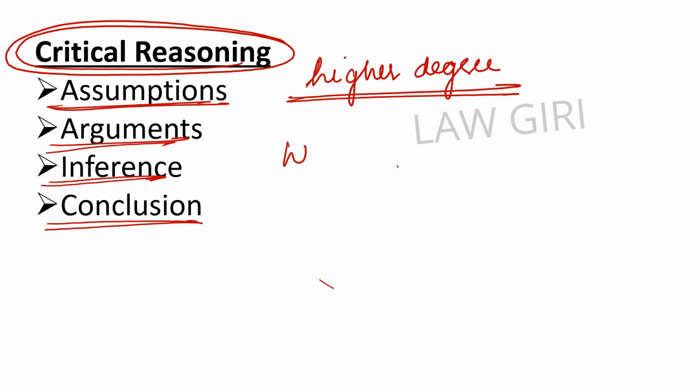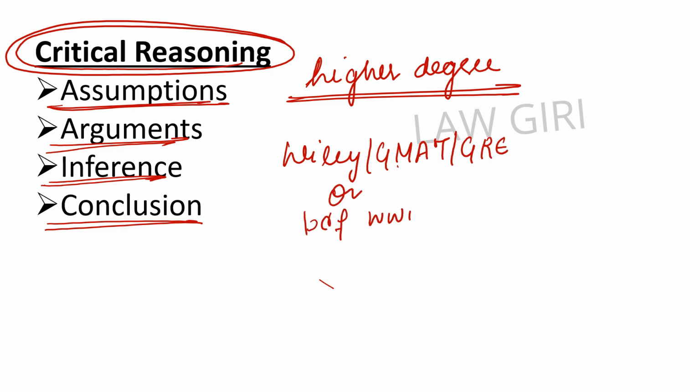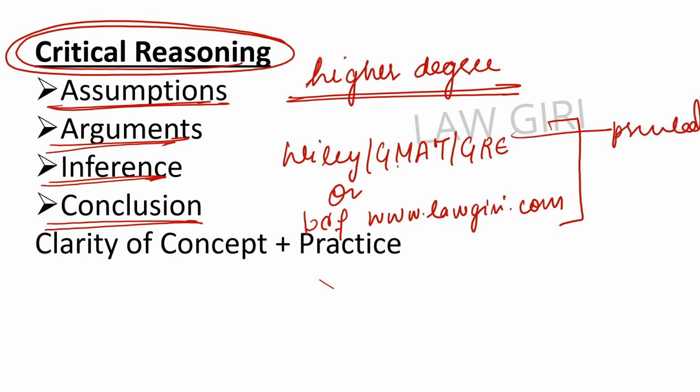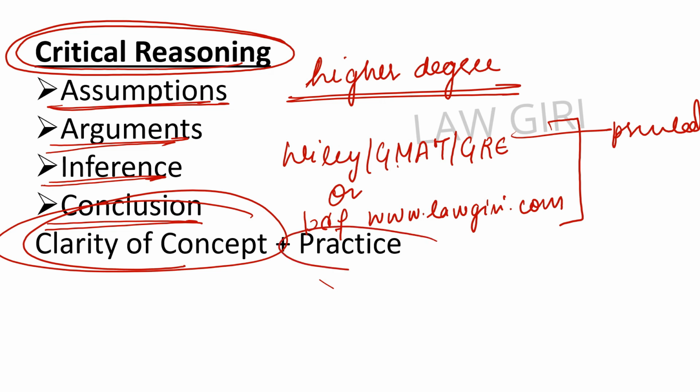Now you can go for Billy's book, you can go for GMAT book, GRE, you will find the links in the description box, or you can study from the PDF that I have provided on www.loggery.com, right? Any one thing that you want to go for. If you want a printed edition, you can go for this. Okay, clarity of concept is what we are looking at, and practice.